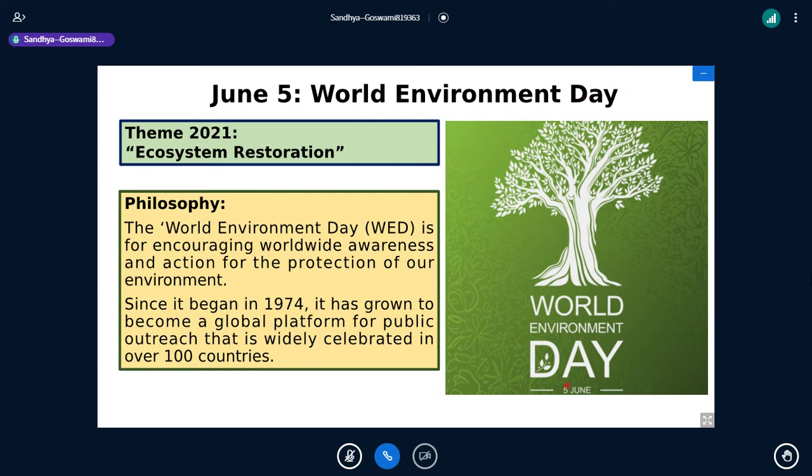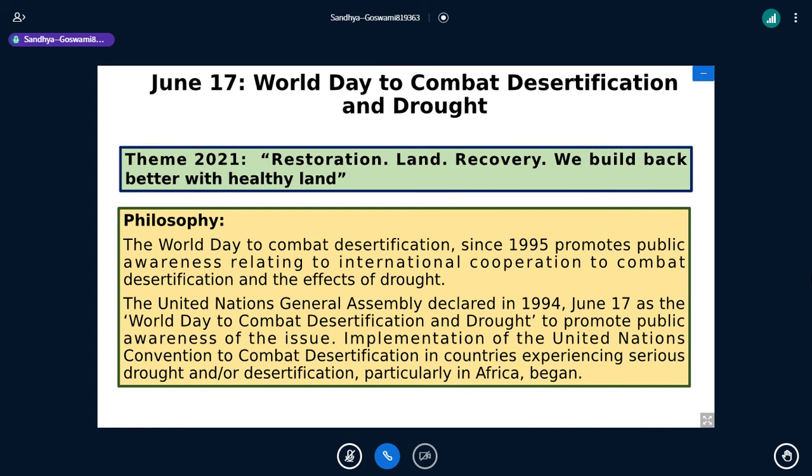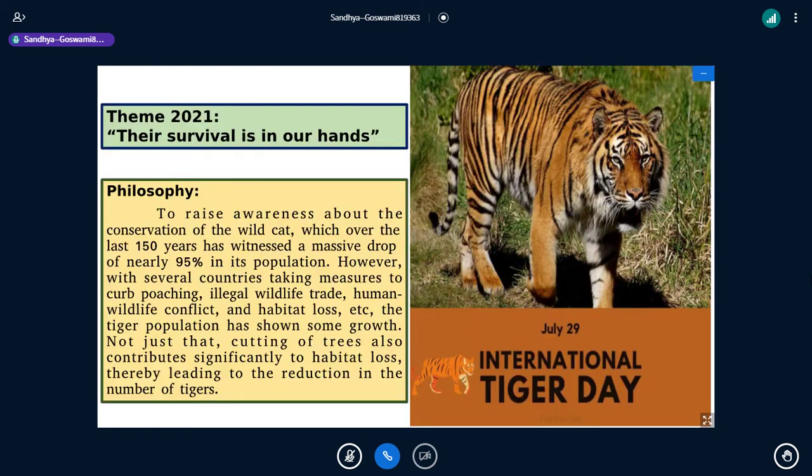I hope most of you must know about World Environment Day, because it is also observed in schools. Then, 5th June was World Environment Day, and on 17 June we have World Day to Combat Desertification and Drought. In Africa, basically, the desertification problem was very pronounced. So in 1995, to promote public awareness, this day used to be celebrated.